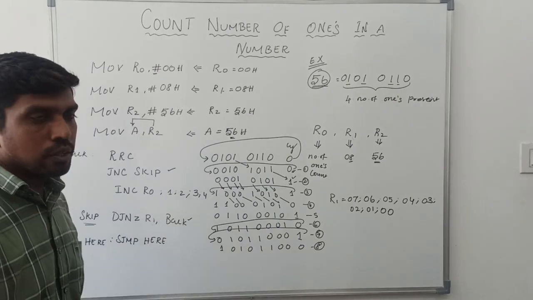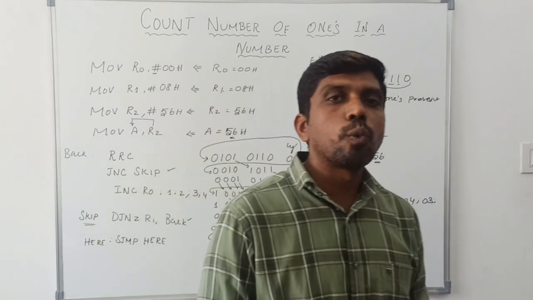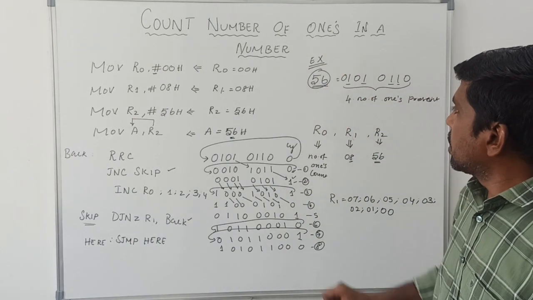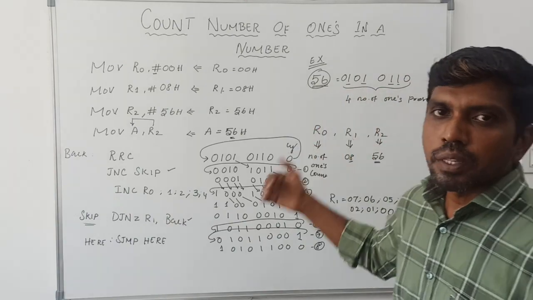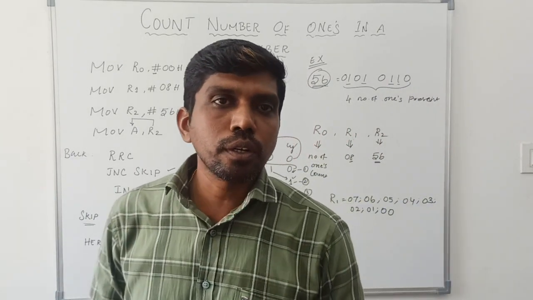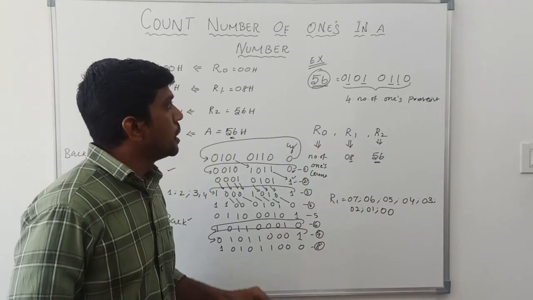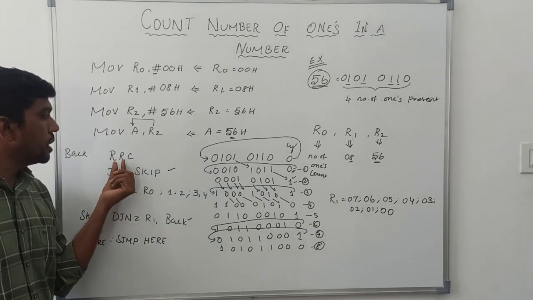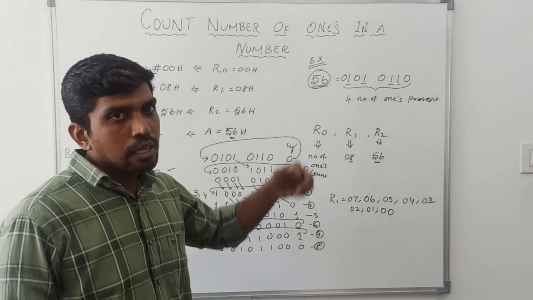This is the never-ending loop. So this is the simple way to find the number of ones present in a given number. First you take the given number and write its corresponding binary number. Then decide how many registers are required. You just mention here R0, R1 and R2. The main thing of this program is RRC. This instruction helps to find the number of ones present in the given number.